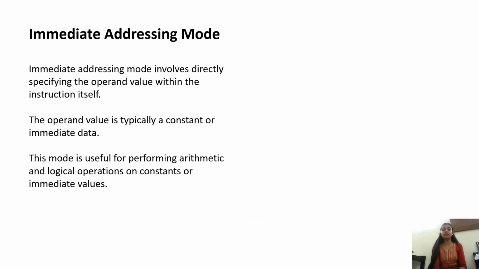This is the first type of addressing mode, that is the immediate addressing mode. This mode involves directly specifying the operand value within the instruction itself. The operand value is typically a constant, or immediate data. This mode is useful for performing arithmetic and logical operations on constants or immediate values.